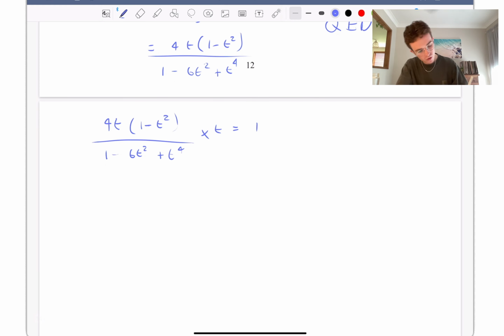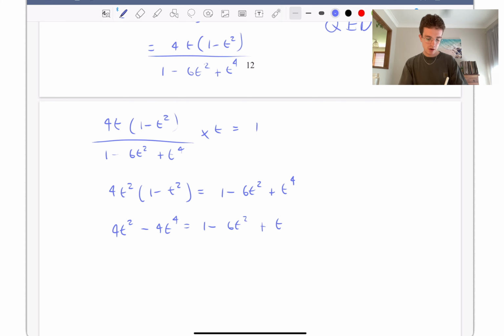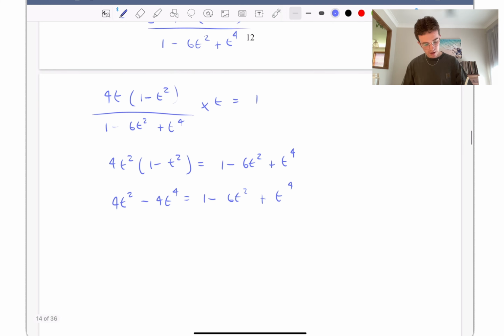So on the top, we've got 4t squared(1 minus t squared), and then we're bringing this up to here, so 1 minus 6t squared plus t to the power of 4. So this t, if we couldn't see, has been multiplied by that t there, and it's become 4t squared. Now if we expand that, we're going to have 4t squared minus 4t to the power of 4 is equal to 1 minus 6t squared plus t to the power of 4. Adding everything to that side, we've got 5t to the power of 4 minus 10t squared plus 1 is equal to 0, which I'm pretty sure is what we're asked to prove.